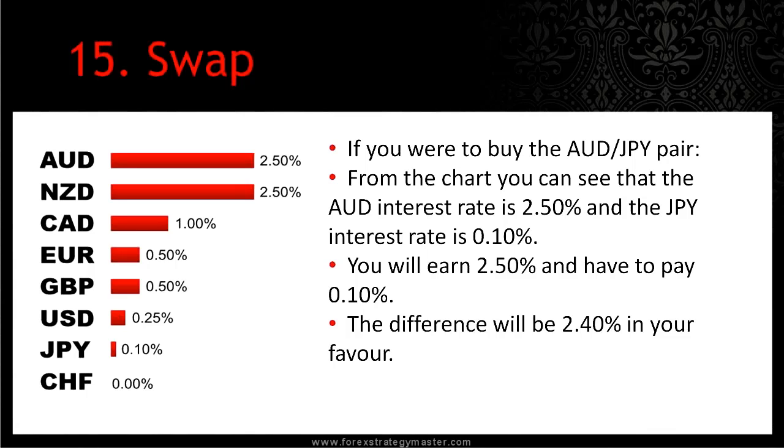Now, if you were to buy the Australian dollar Japanese yen pair, for example. From the chart, you can see that the Australian dollar interest rate is 2.5%, and the Japanese yen interest rate is 0.1%. Because you're buying this pair, you will earn 2.5% because of the Australian dollar, and you will pay 0.1% because of the Japanese yen. You're buying the Australian dollar, so you're earning that interest, and you're selling the Japanese yen, so you're paying that interest. The difference will be 2.4% in your favor.